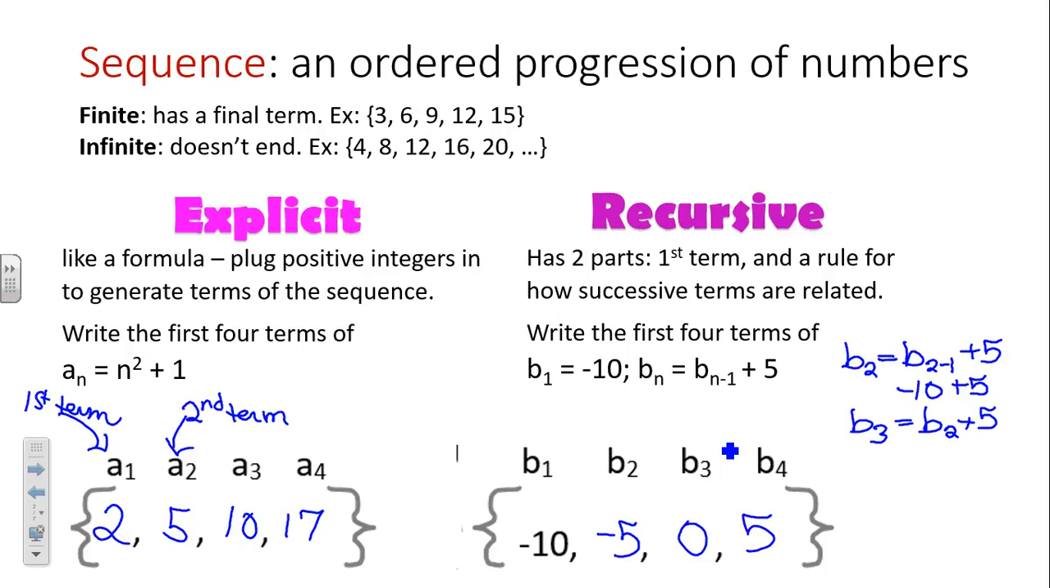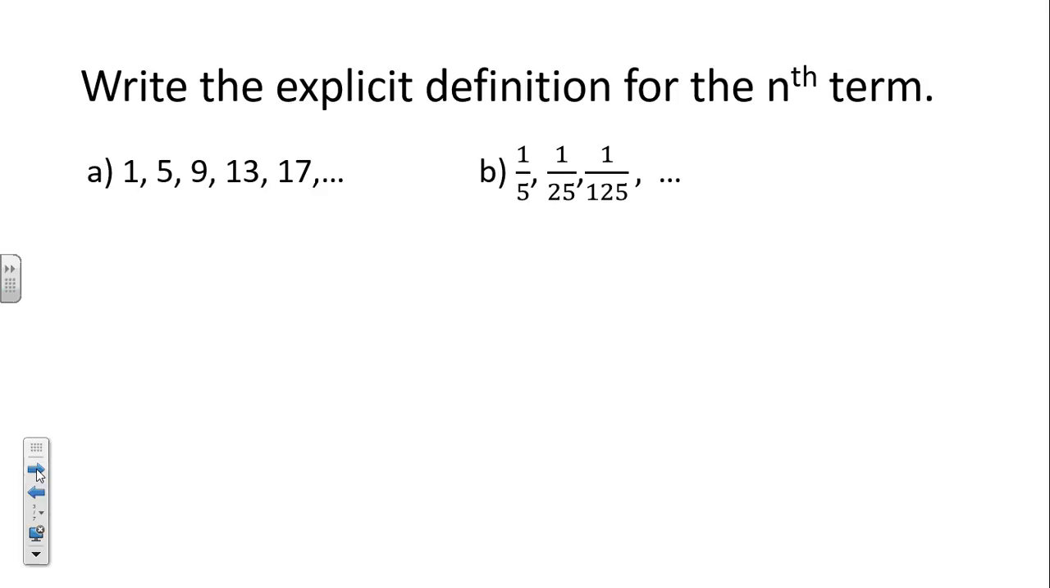Okay, next. We want the explicit definition. Everyone see where we're at on this paper in the upper right? Explicit definition for the nth term. And we're given two different sequences. The first one starts with 1, 5, 9, 13, and 17. So what do you notice? We add 4 each time.